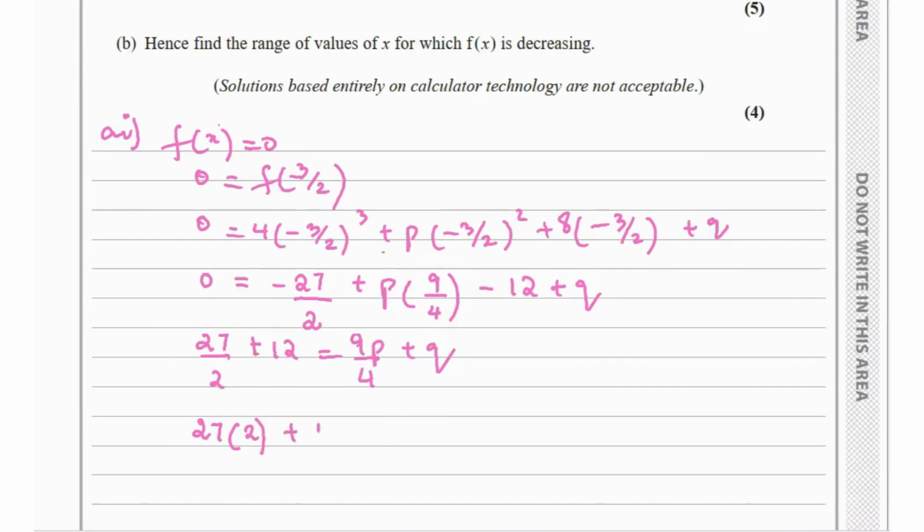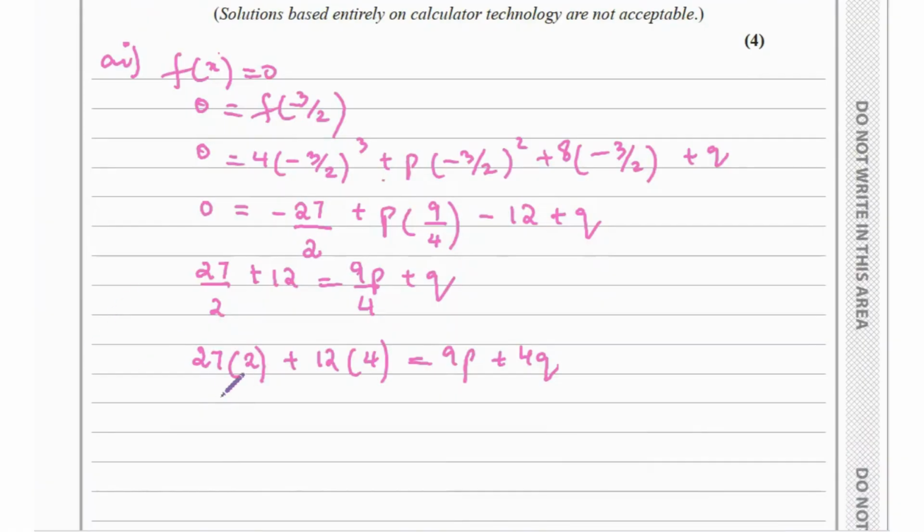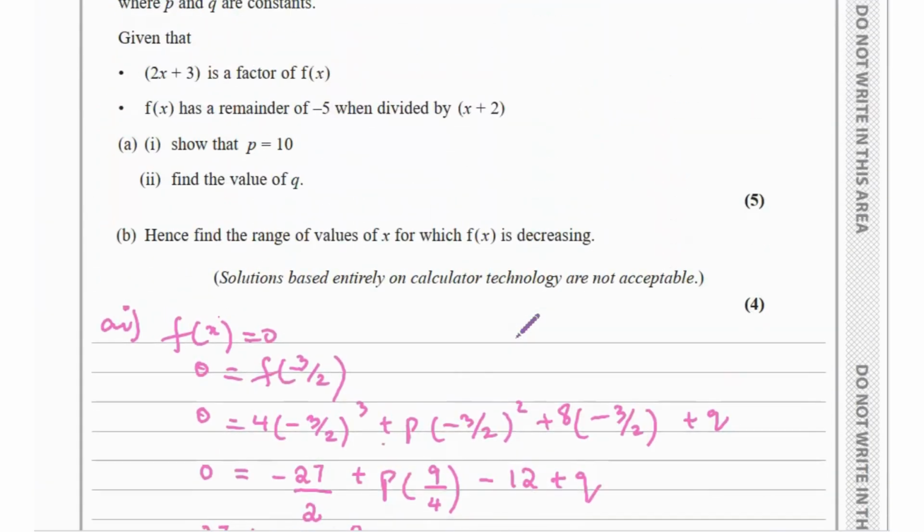7 times 2 plus 12 times 4 equals 9p plus 4q, which is going to be 54 plus 48 equals 9p plus 4q, and that's going to be 102 equals 9p plus 4q. That's the first equation. Now what we do is we put x equals -2 in the function, and that gives us a remainder of -5.